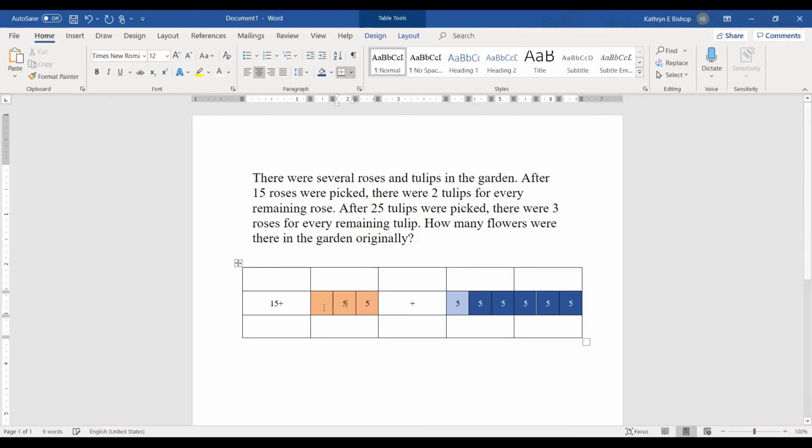So then from there, I know that this was 25 that was picked plus this 5 makes it 30 tulips, and the 15 that were picked plus the 15 using each smaller box equaling 5 makes there be 30 roses as well, and that ends up meaning there were 60 flowers in total in the garden to begin with.